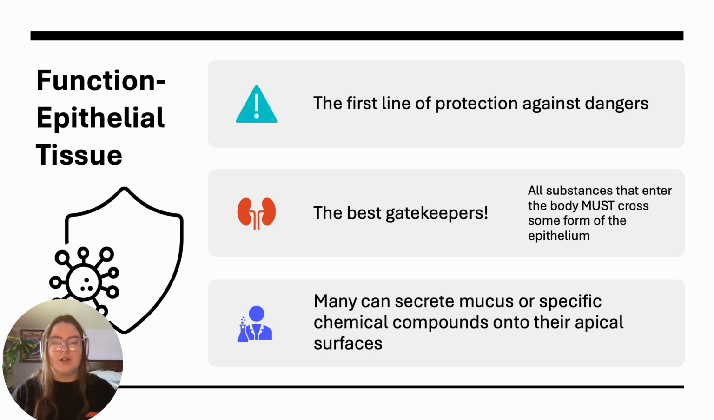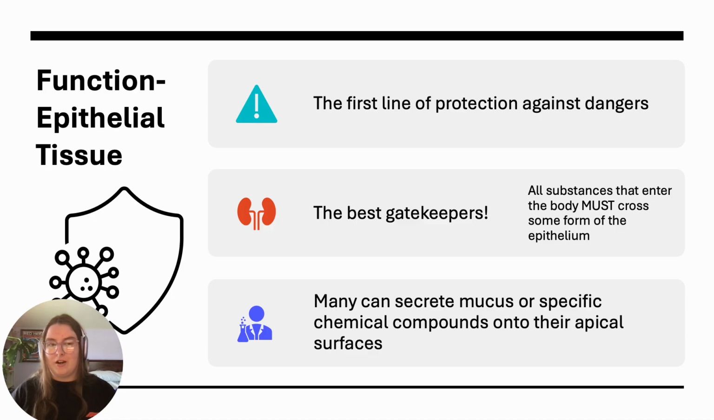First, let's talk about the functions of epithelial tissue. It is the first line of protection against dangers because it controls the permeability of the body and selectively allows the transfer of materials across a physical barrier. They are the best gatekeepers. All substances that enter the body must cross some form of the epithelium.